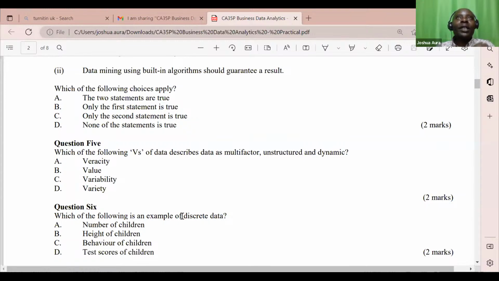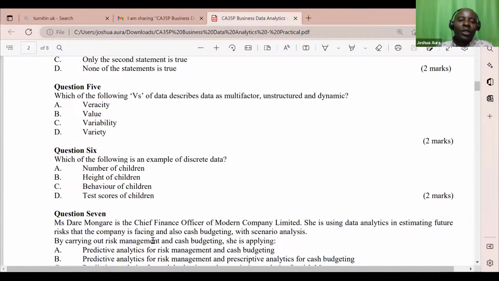In this case, we can't get one who has got 3.5 children. Height of kids, for example, one is 5'7", another one is 5'6", right? Continuous. Behavior of children is not even countable. It's not even measurable. Behavior of children is more qualitative. So this one is out. The test scores, this was quite confusing, but you see, even test scores, somebody can get 3.5, somebody can get 40.5. So basically, discrete data, the best example was number of children. So somebody who has done some research must have gotten this question nicely.